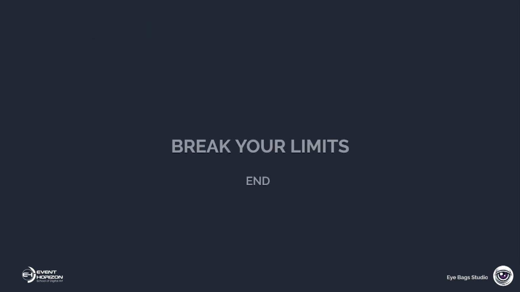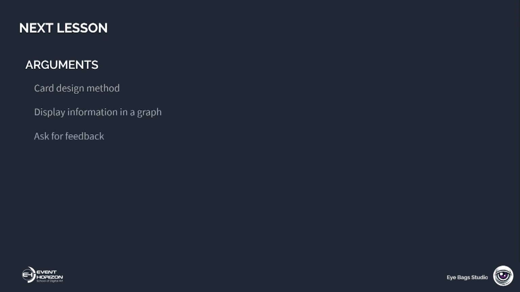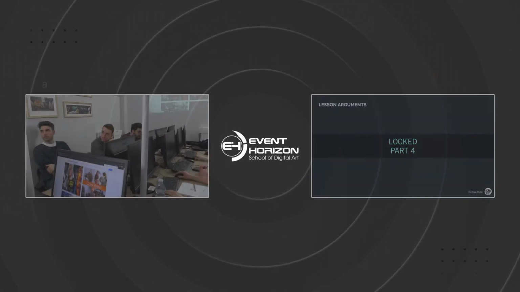This third lesson is finished. We analyzed some of the most important systems of our game. In the next lesson, we're going to talk about the card design method we use in order to create a bunch of cards and how we balance them. The second topic is how we display the information in a graph. Third, why it's very important to ask for feedback during the development, also in a game jam. And the last one is how we created a tutorial from a design point of view.